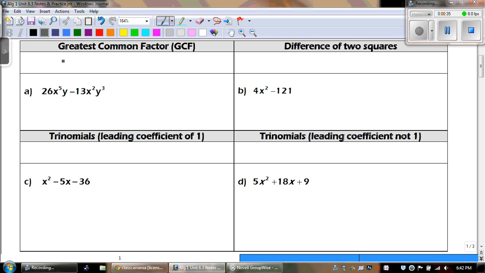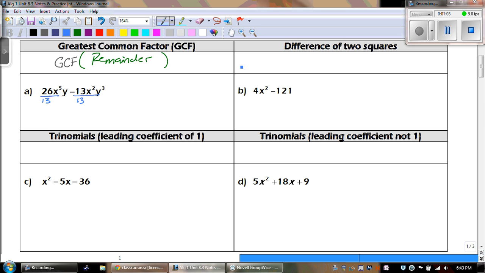What we do when we check for a GCF is the GCF comes out front, and then we're left with the remainder inside of the parentheses. Okay, so let's look at A. What is the GCF? Well, right away, I know that 26 and 13 can both be divided by 13.